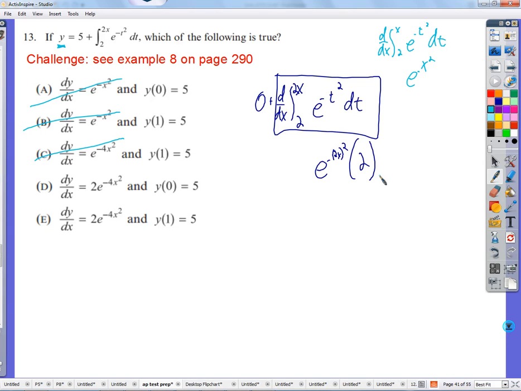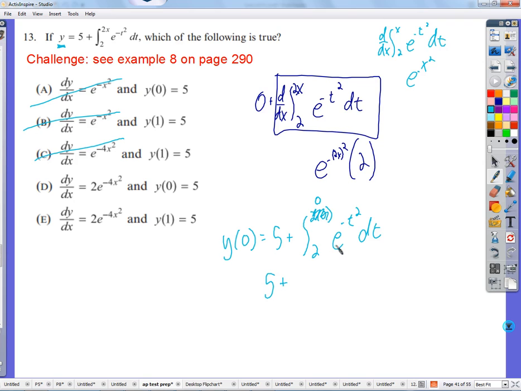So then we give that a try. We say y of 0 is 5 plus the integral from 2 to 2 times 0 of e to the negative t squared dt. So that's from 2 to 0. Which, if you'll notice, that's 2 back to 0. So normally this goes from left to right, but it's going from right to left. That's okay. It's still going to be this guy minus that guy.